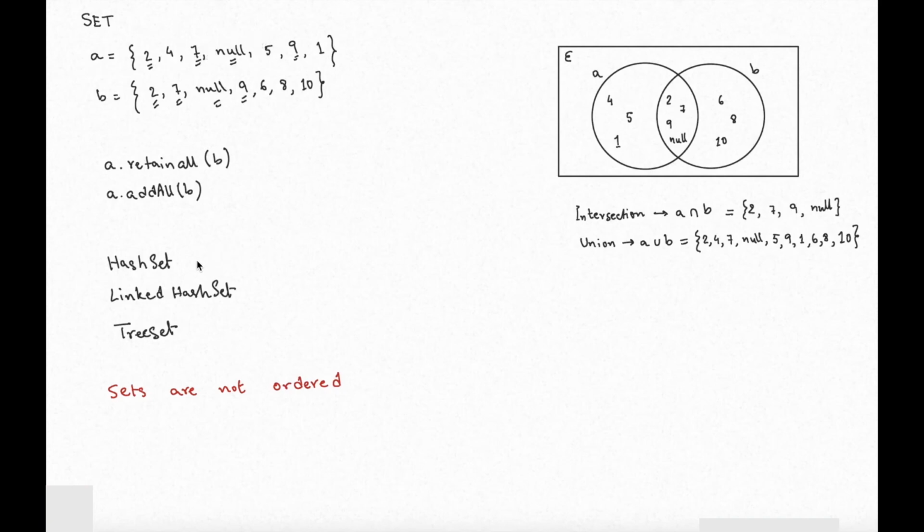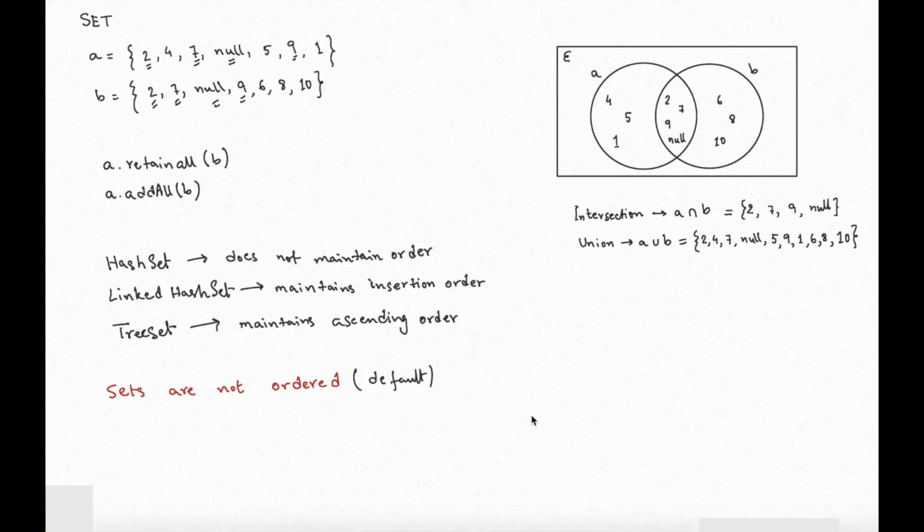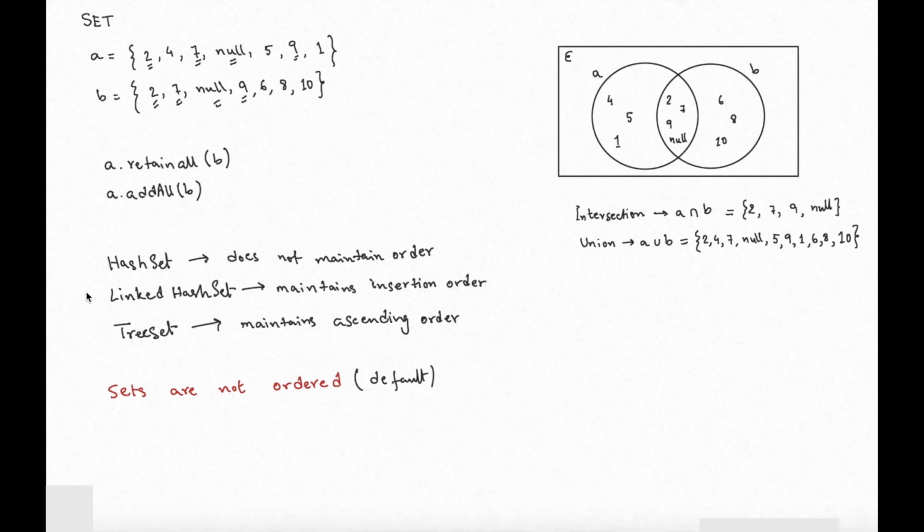A HashSet does not have any order, so it does not maintain any order. A LinkedHashSet maintains an insertion order, and TreeSets maintain an ascending order. So LinkedHashSet and TreeSets are special implementations of sets, and in these special implementations, we can see some order of the elements. In Java, whenever you need to have a collection that cannot have duplicates, you should always use sets. And usually, the default set that we use is a HashSet.